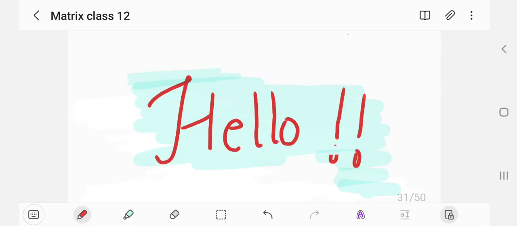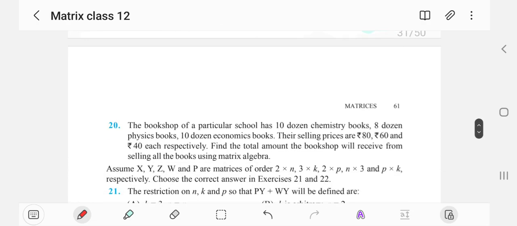In the last lecture, we started a new topic, transpose of a matrix. Today, we are going to discuss the symmetric and skew-symmetric matrices. Let's get started.